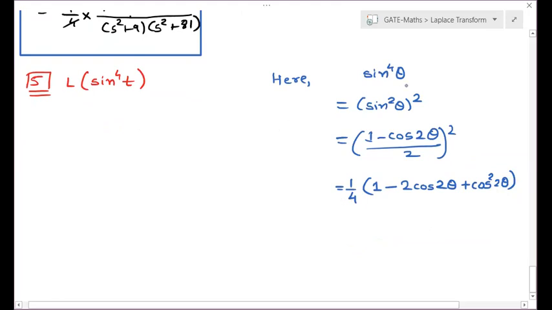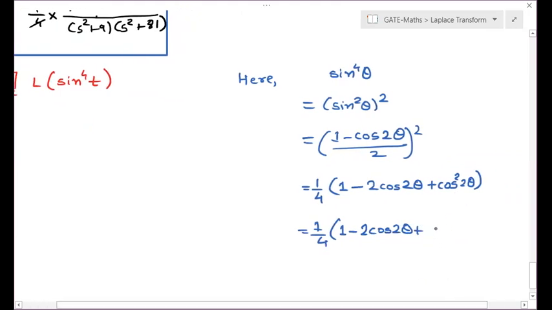So as we are having formula of sine square, that is 1 minus cos 2 theta by 2. Formula of cos square is 1 plus cos 2 theta by 2. So this will be your 1 by 4, 1 minus 2 times cos 2 theta plus this cos square 2 theta, which can be written as 1 plus cos 2 times 2 theta divided by 2, or not? Are you getting my point? We are just writing the formula of cos square theta. It is 1 plus cos 2 theta by 2.